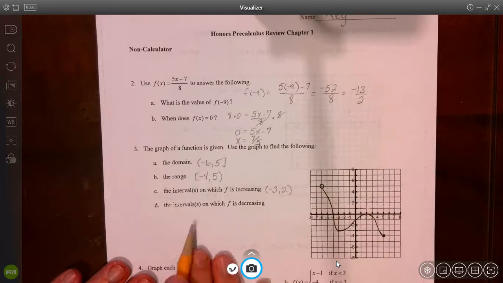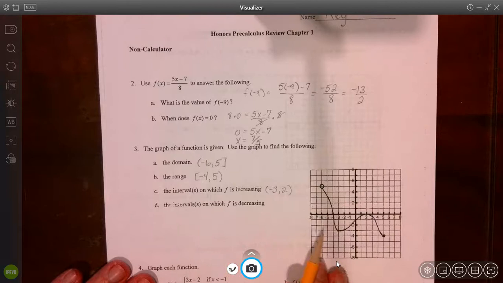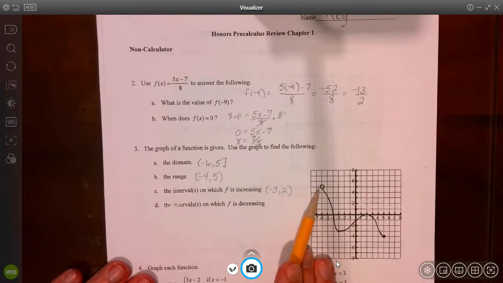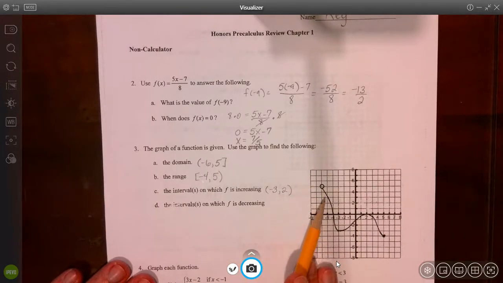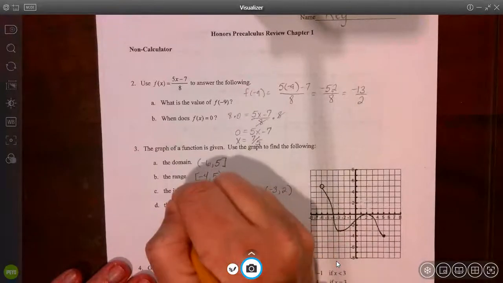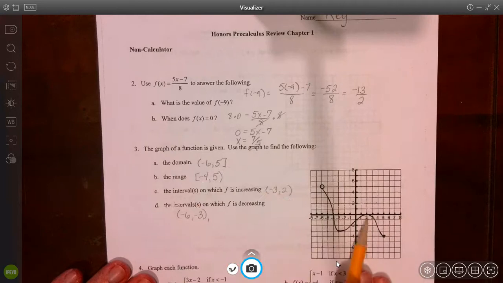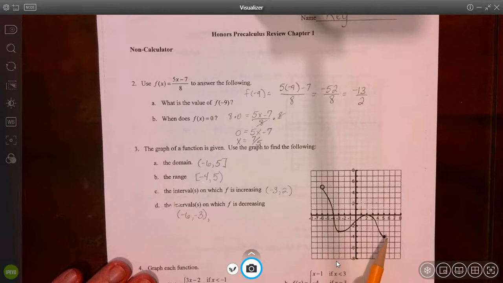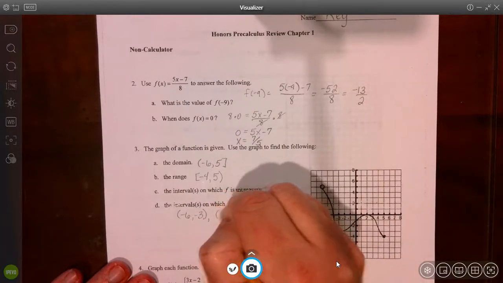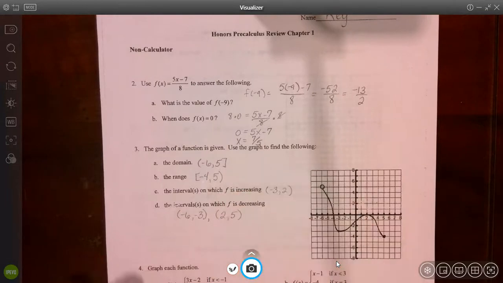Right, the intervals on which f is decreasing. Right, decreasing, of course, means we're going down as we go from left to right. And we only care about the x values again. So here from negative 6 all the way to here at negative 3, we are decreasing. So negative 6 to negative 3. Right, and then we are also decreasing again from here, which is 2, down to here, which is 5. Remember, x values only. So 2 to 5.